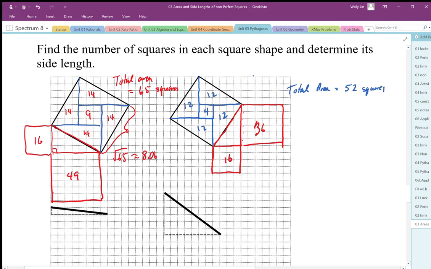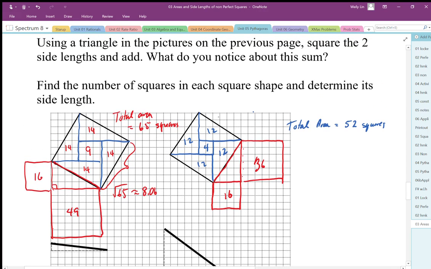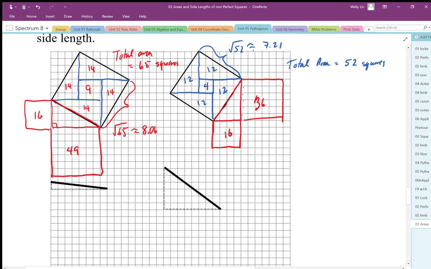Okay, and then really what we're trying to find out is the side length. The side length here is going to be the square root of 52, which is approximately just a little bit more than 7. So we're going to go second square root 52, and we get 7.21. Okay, and that seems about reasonable. If we were to look at this, that's 7.21. Yeah, that looks like it's working.